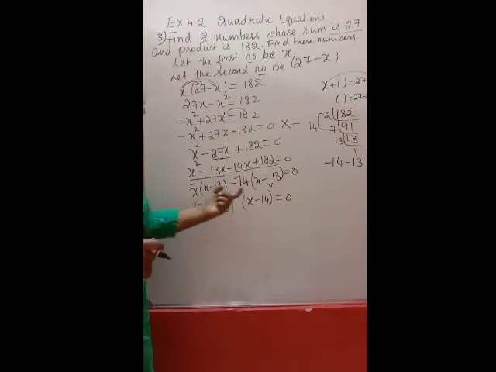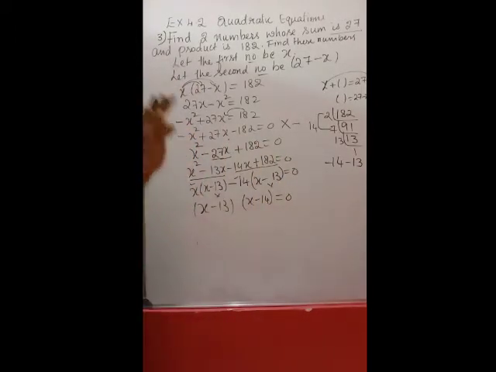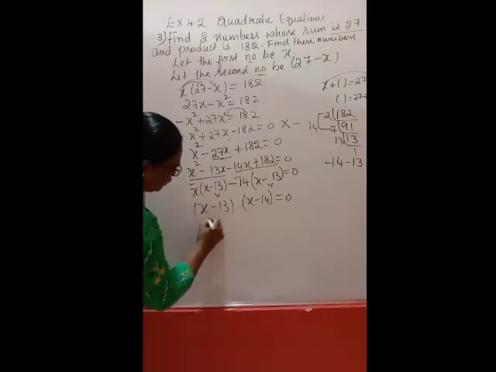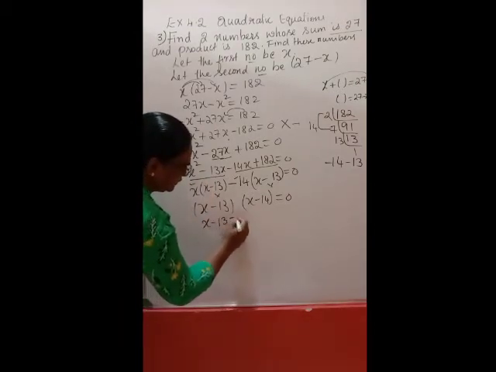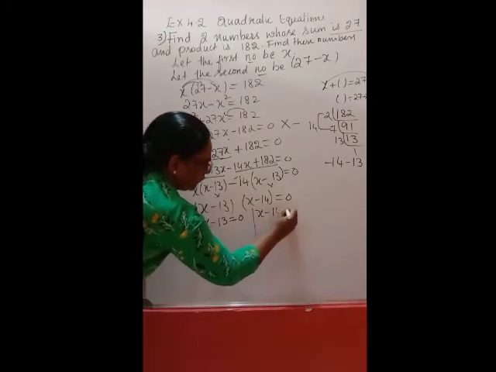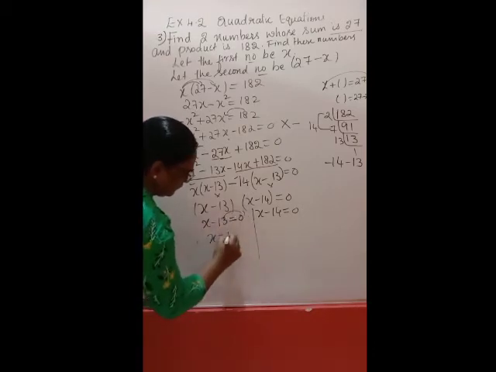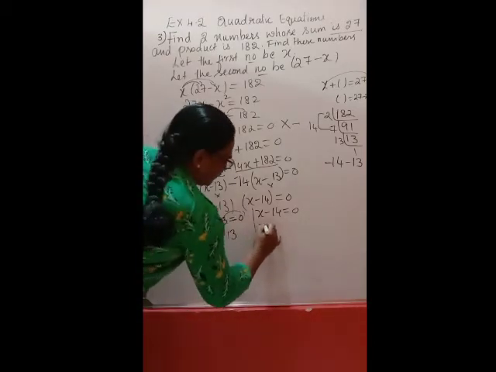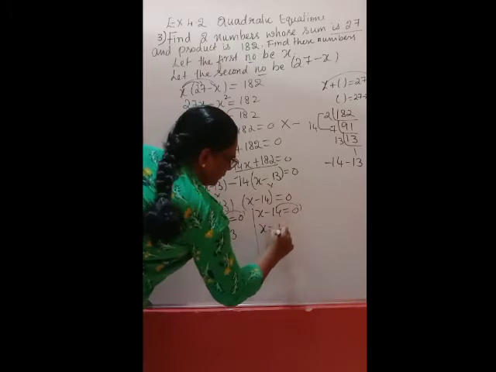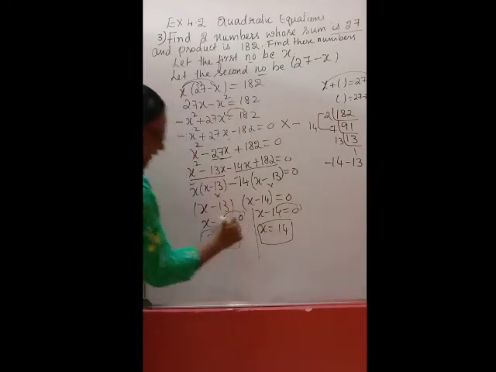Now this into this is equal to 0, means the product of these two factors is equal to 0. Now I am going to solve, equate both of them to 0. x minus 13 is equal to 0. x minus 14 is equal to 0. x is equal to, shift here 13; x is equal to, shift here, that becomes plus 14. So the two numbers are 13 and 14.